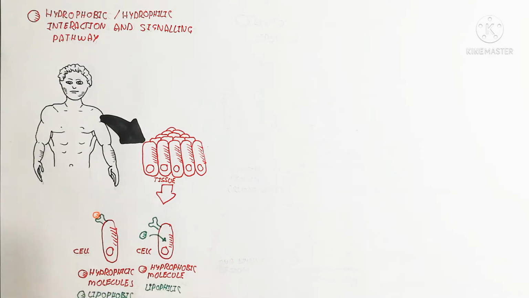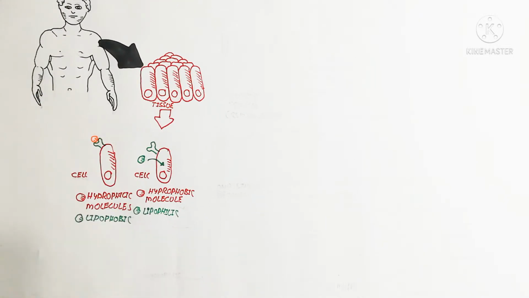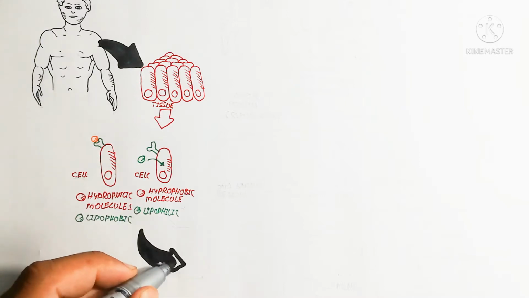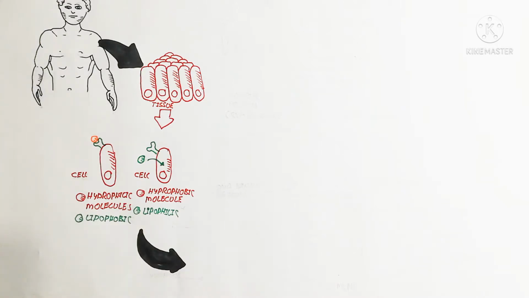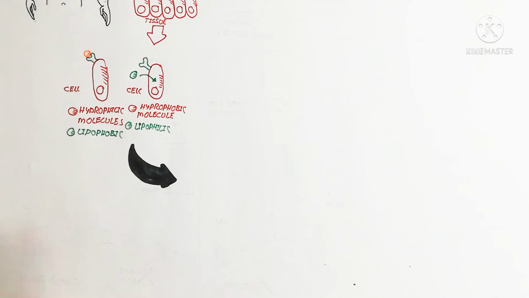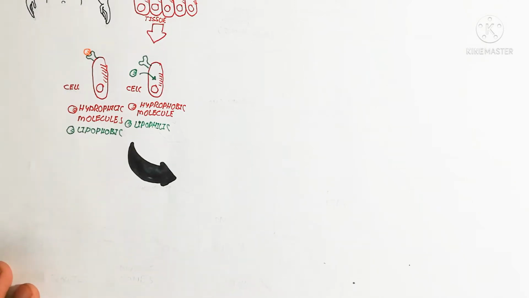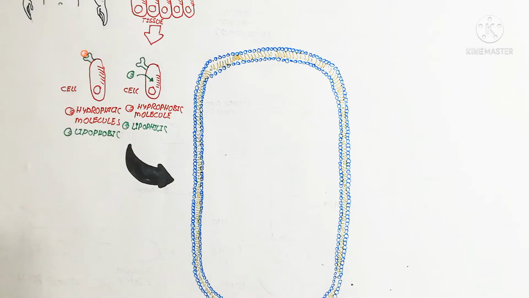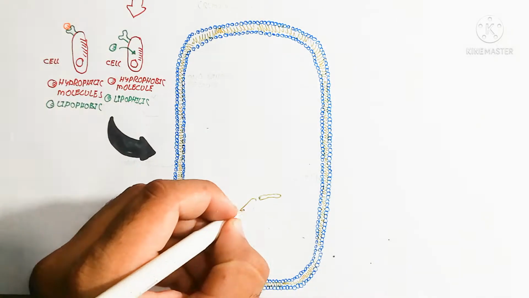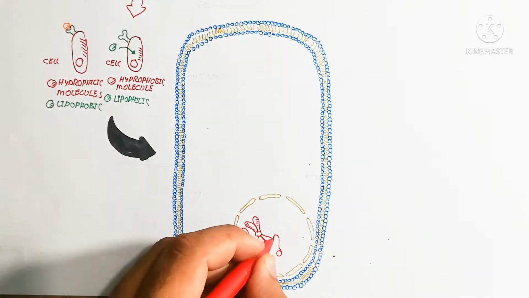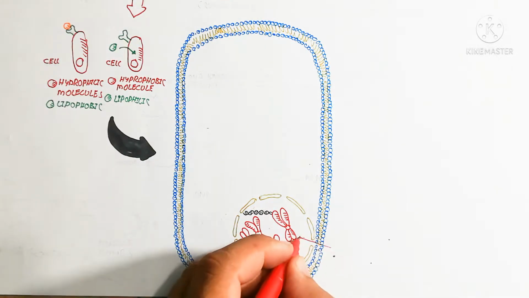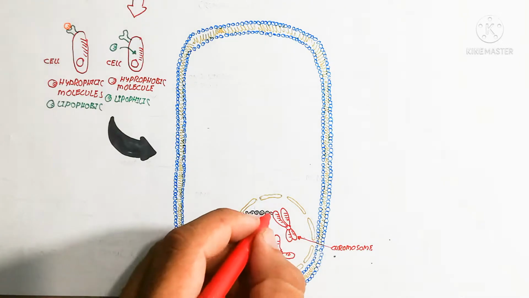Here the hydrophilic molecule does not move directly, while the hydrophobic or lipophilic molecule will move directly inside of the cell. The lipophobic, why? Because it is hydrophilic, and the bilayer of phospholipids of the plasma membrane does not allow it to move inside. So let's begin to understand all things.